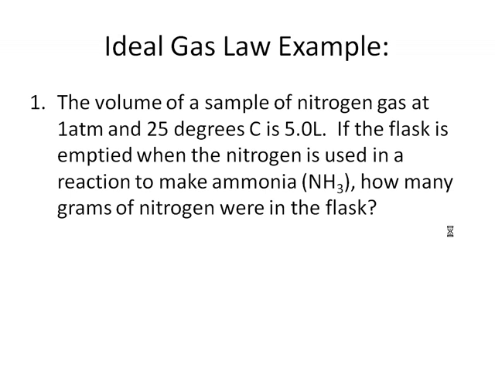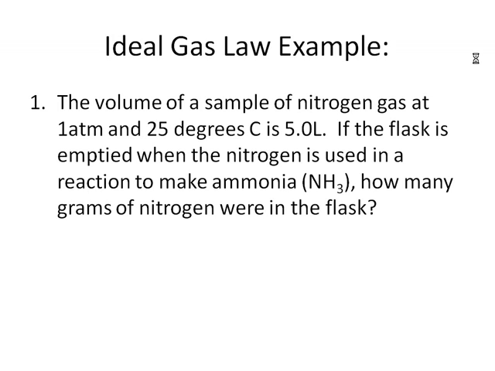The volume of a sample of nitrogen gas at 1 atm and 25 degrees Celsius is 5.0 liters. If the flask is emptied when the nitrogen is used in a reaction to make ammonia, how many grams of nitrogen were in the flask? With the ideal gas law, we have pretty much two different types of problems that we'll generally see in these gas law problems. One type of problem is the example that we're looking at here, where I've got some gas engaging in a chemical reaction to produce something, and what I'm asked about has to do with either something that's produced or something the gas is reacting with. So this is one type of problem where we've got a chemical reaction occurring.